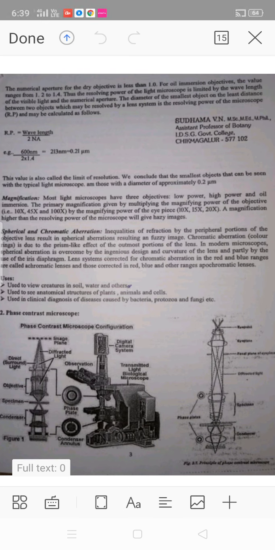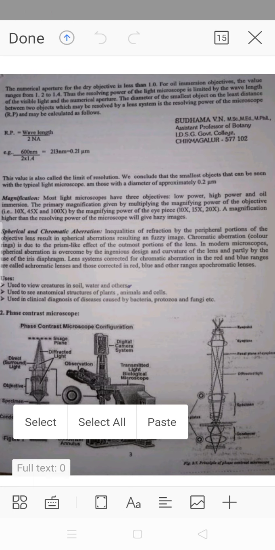And magnification. Most light microscopes have three objectives: low power, high power and oil immersion. The primary magnification is given by multiplying the magnifying power of the objective, that is 10x, 45x, 100x, by the magnifying power of the eyepiece, that is 10x, 15x, 20x. A magnification higher than the resolving power of the microscope will give hazy images.